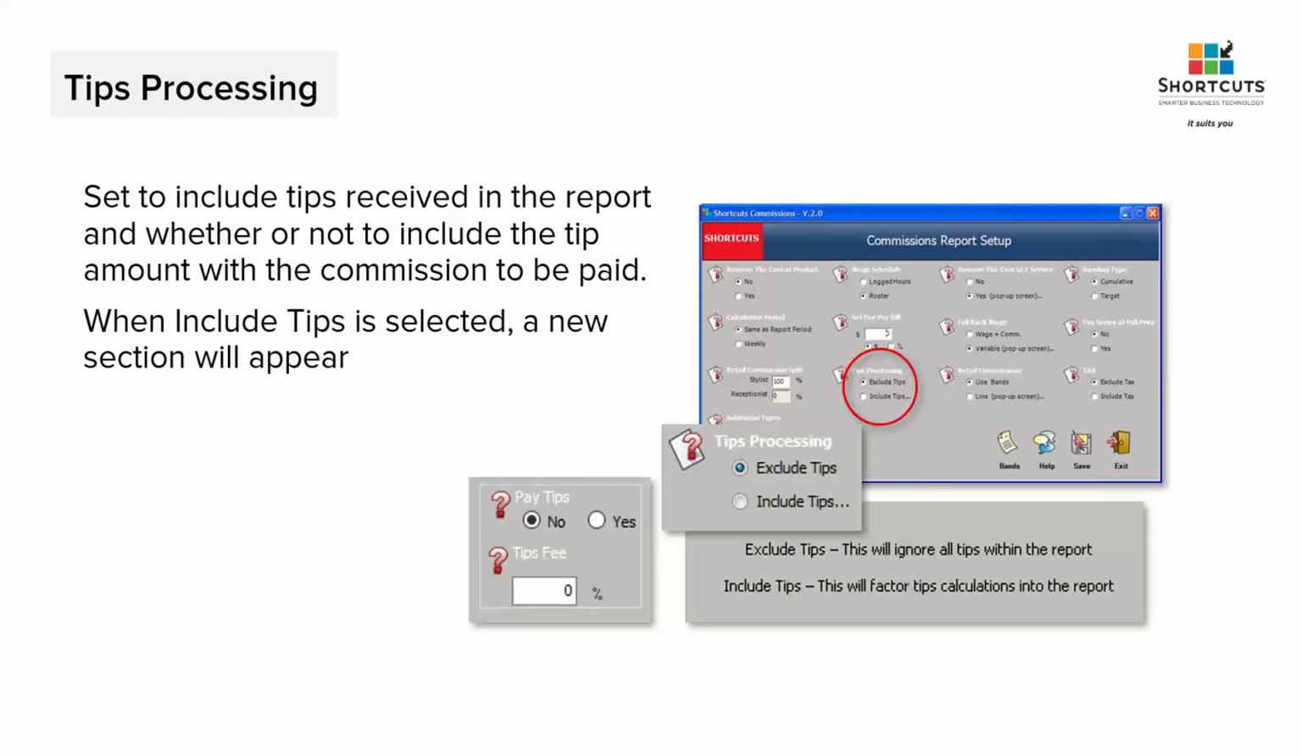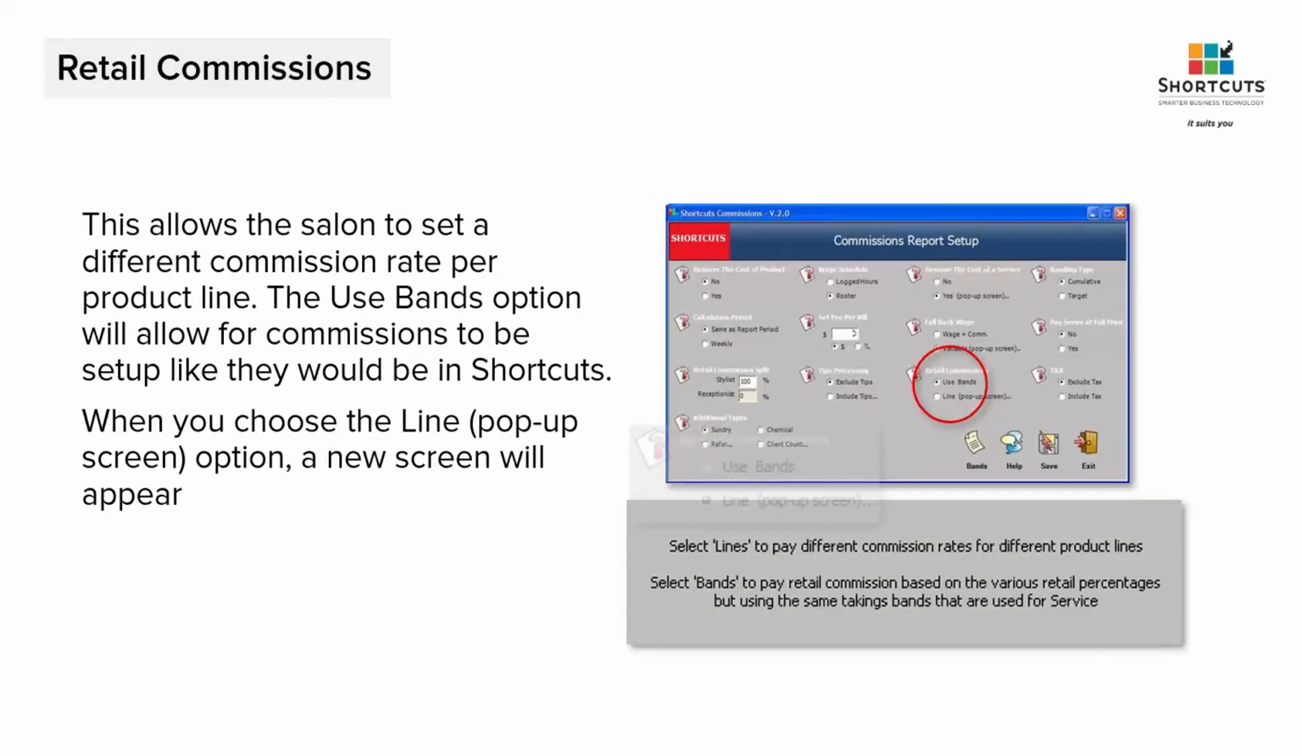So this will actually add a new section, a new column that you can see in the report, extended commissions. Retail commissions. So this is similar to the commission that you set in the standard Shortcuts commission setup, where you say, okay, for any retail sales, you get a flat 5%, or if you do more than $500 worth of retail, you're going to get 10%. So you can actually set bands and tiers and have a little bit more control than you could in the standard Shortcuts commissions.